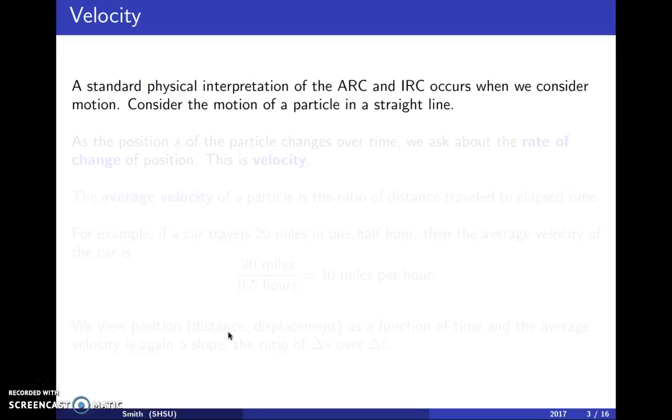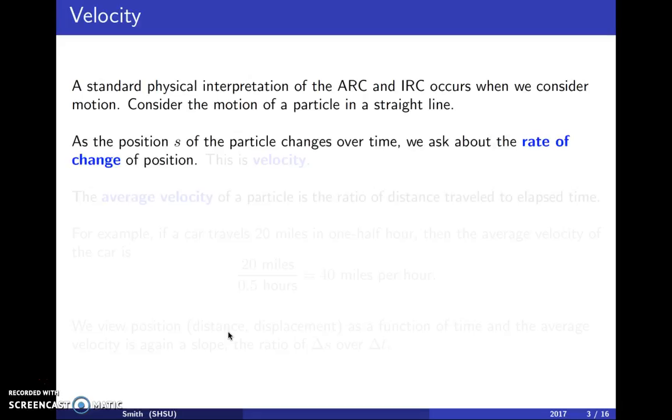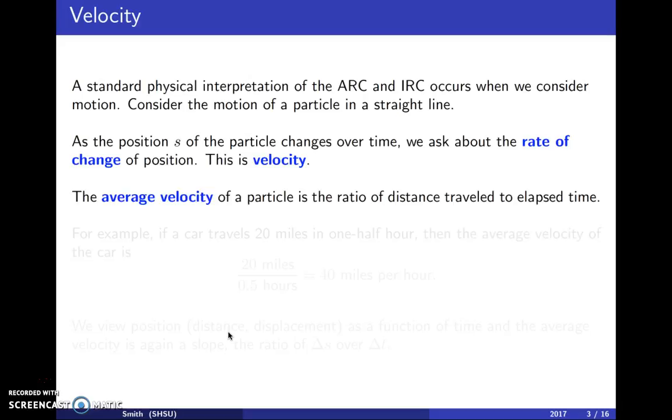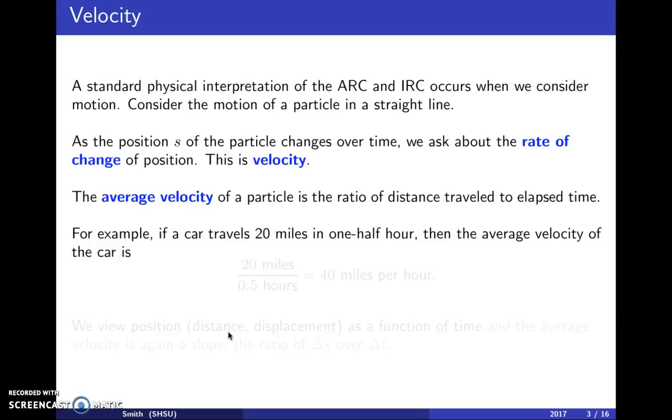Consider the motion of a particle in a straight line. As the position S of the particle changes over time, we ask about the rate of change of position with respect to time. This is velocity. The average velocity of a particle is the ratio of the distance traveled to the elapsed time. So distance is in the numerator, elapsed time is in the denominator. For example, if a car travels 20 miles in 1/2 hour, then the average velocity of the car is 20 miles divided by half an hour, or 40 miles an hour.